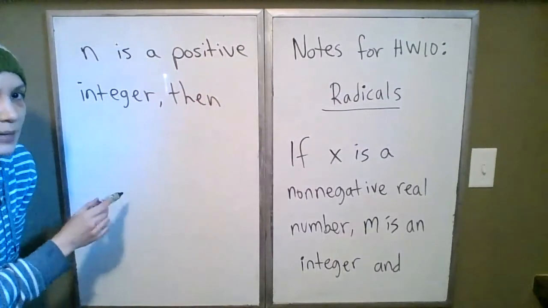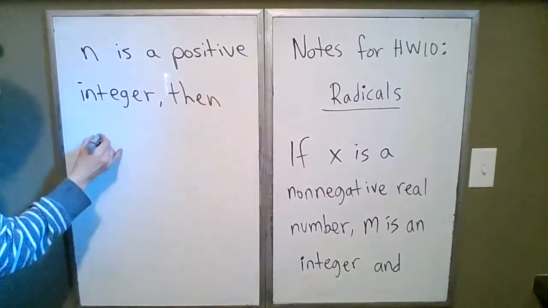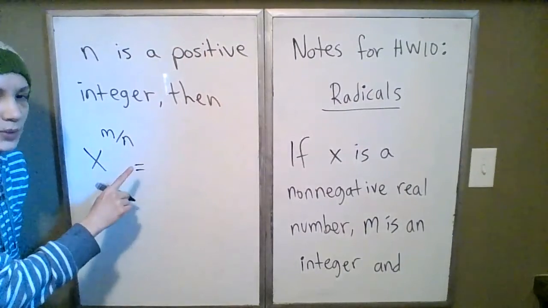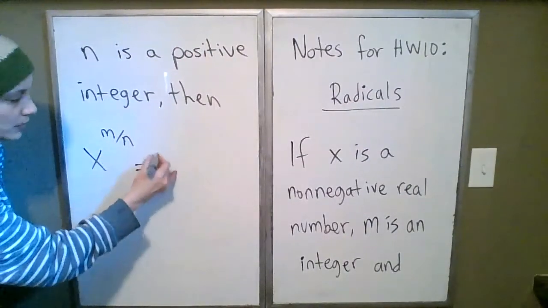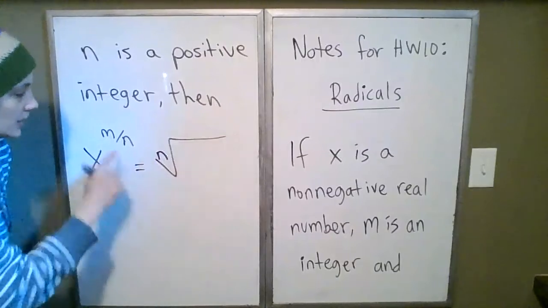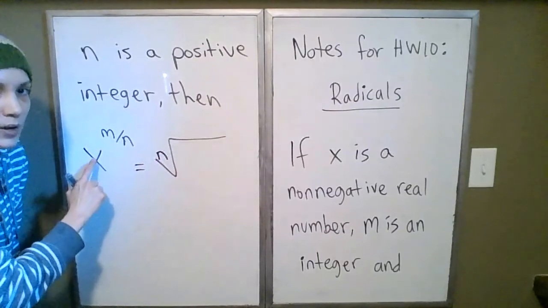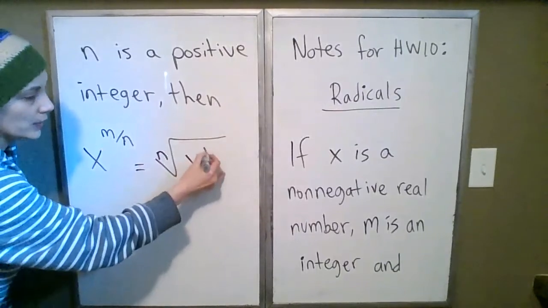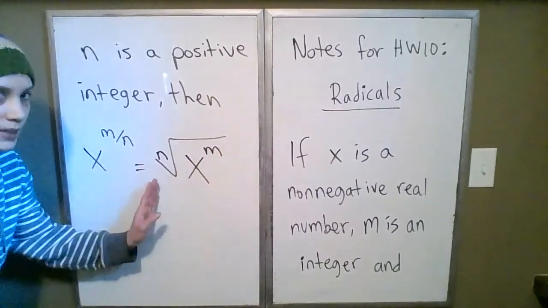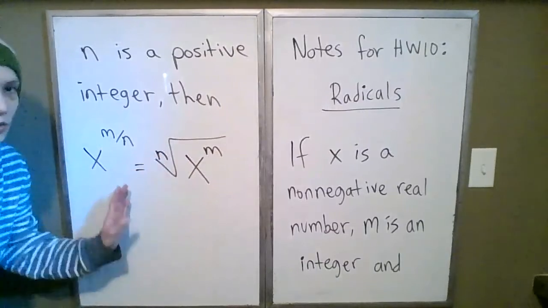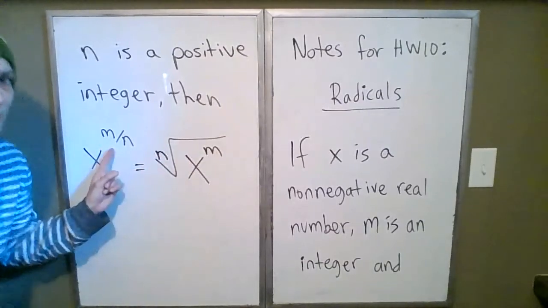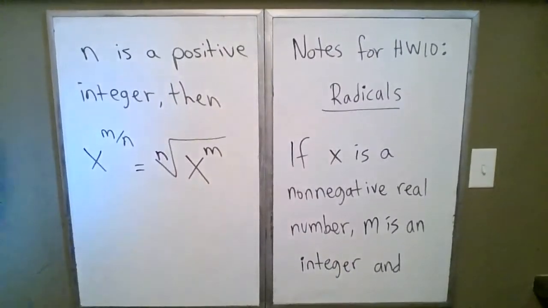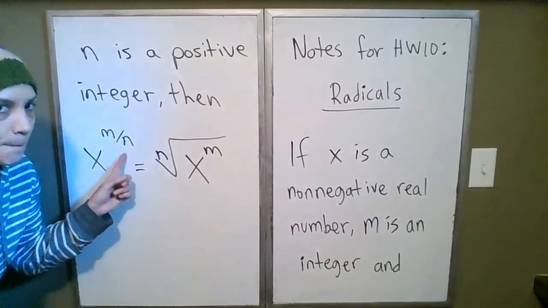x with the power m over n can be written as the nth root, so whatever number's in the denominator will be your root. And you can put that numerator as the power on x, like this, x with power m. This is one way to rewrite this fractional exponent. I think it'd be better to say this rational exponent.